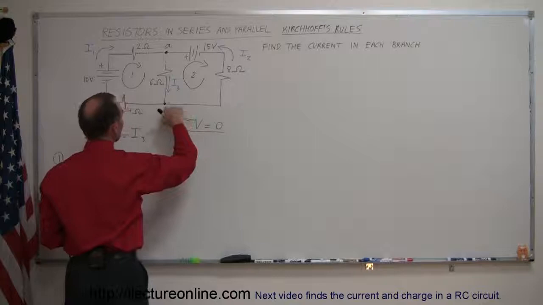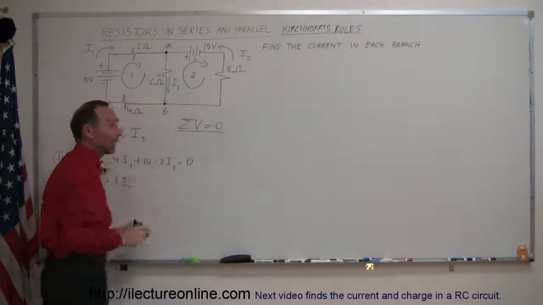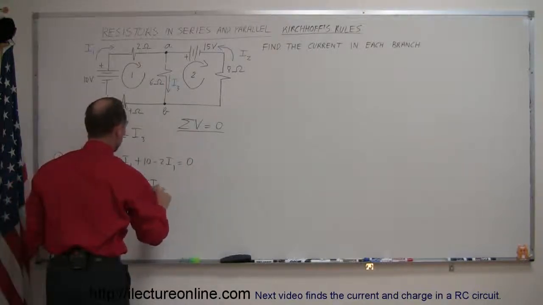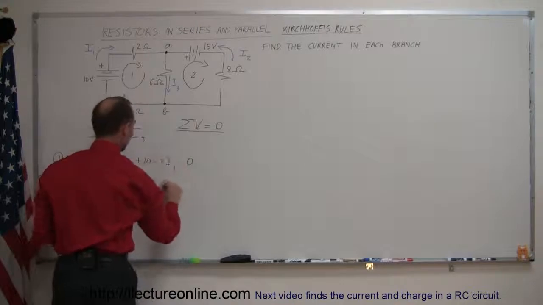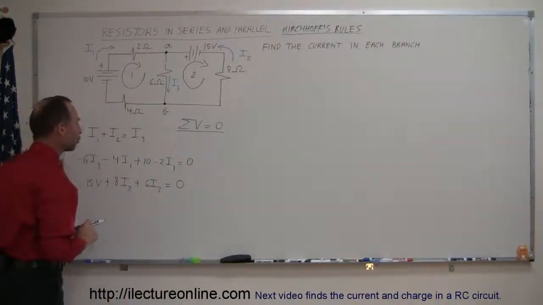Then I come around the corner here from B back to A. I go across this resistor against the current. So that's again a voltage rise. So that would be plus 6I3 and back to where I started from. So all those should add up to 0 as well. So that's the equation I get from going around loop number 2.